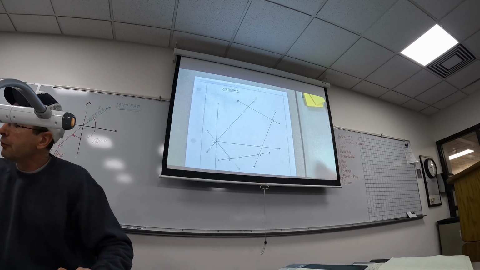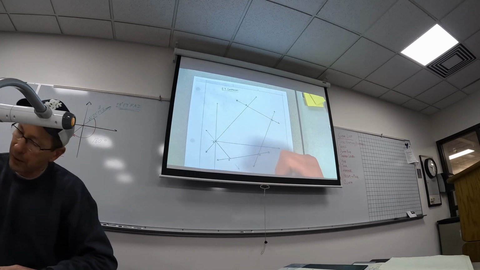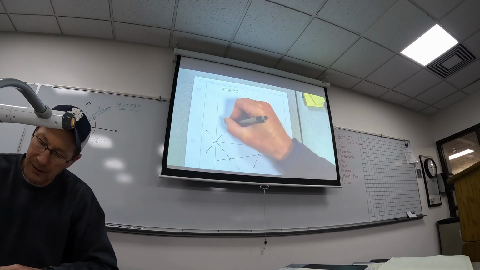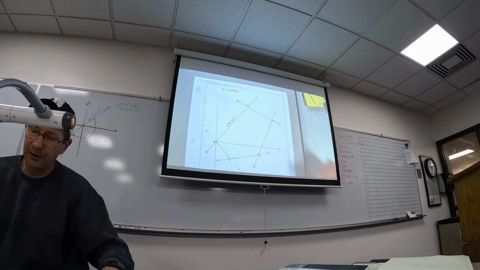The bearing, let's see, so for 8.9, what's the bearing? It gave us A to B is what? North 48 degrees 30 minutes east.